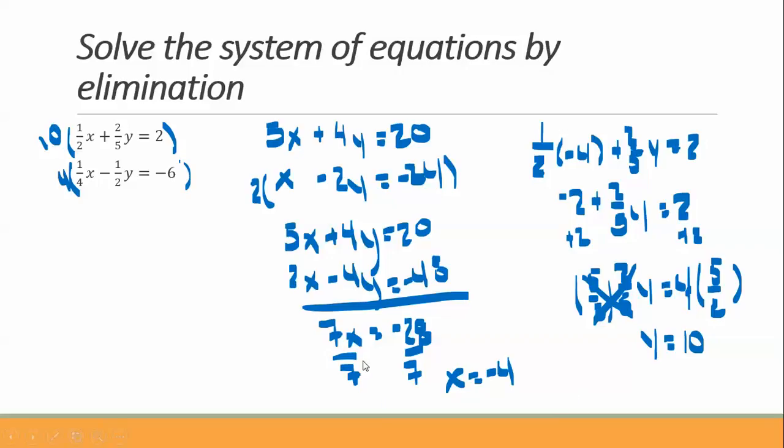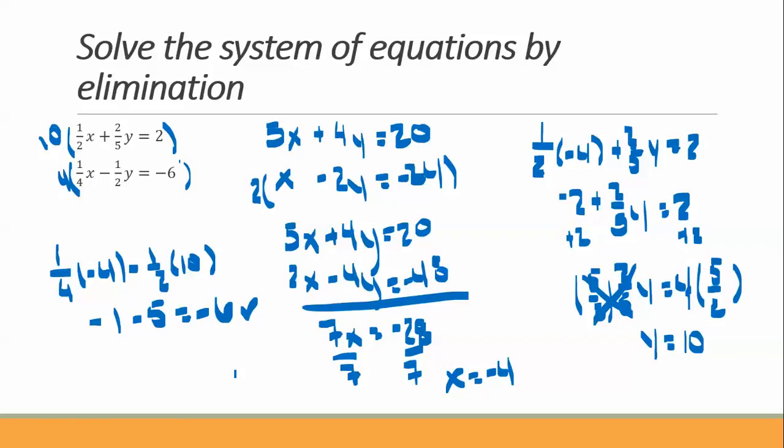Let's do a quick check. We use this equation to find y, so we'll use our second equation to check. So we have 1/4 times negative 4 minus 1/2 times 10. That's equal to negative 1 minus 5, which is negative 6. So that checked out. So our solution then is negative 4, positive 10. That's it for today.